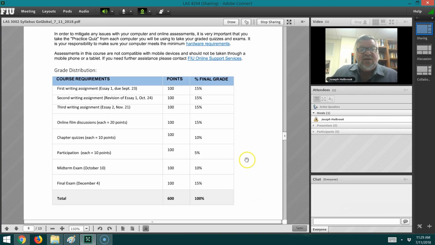So here's the grade distribution. The first writing assignment is 15%. Then another writing assignment, 15%. The third is 15%. That's a total of 45% of your grade from writing assignments. Obviously, you cannot pass this course without doing the writing assignments, the essays. That's 45% of the grade. And then when you add in the online film discussions, that's another 15%, which takes it up to 60.